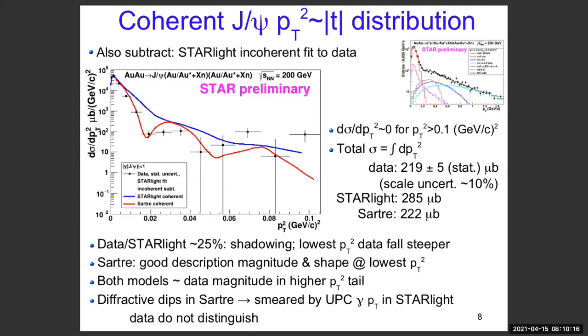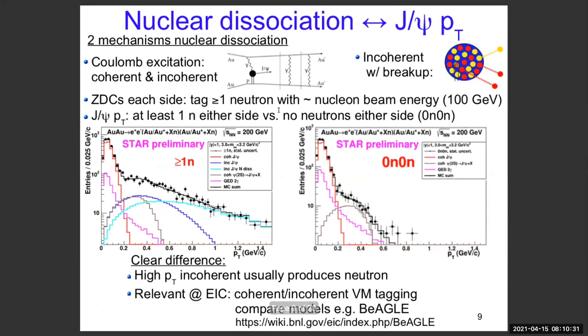In starlight, these are smeared out actually by the inherent PT from the photon, which was emitted by the other beam particle. Within the current statistics, we really can't distinguish very well between these two possibilities.